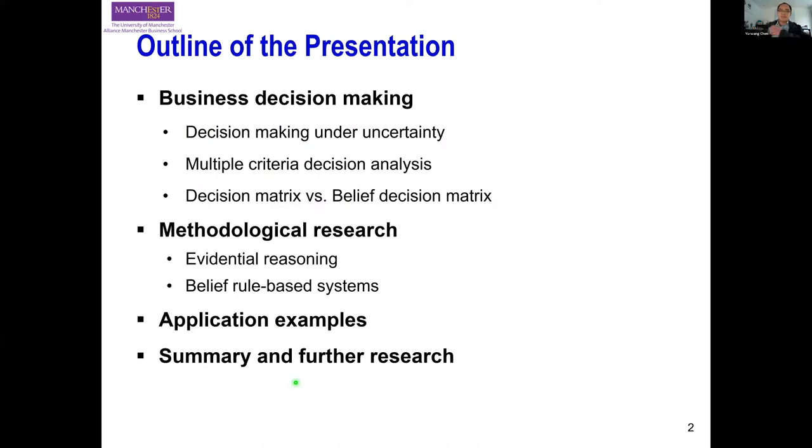So this is the outline for my presentation. I will first introduce the context of my research: decision-making and uncertainty, multiple criteria decision analysis, decision matrix, and belief decision matrix. Then I will briefly introduce my methodological research on evidential reasoning and belief rule-based systems. I will quickly go through a couple of research projects I'm working on or have completed in recent years, if I have time, before the final summary and further research.